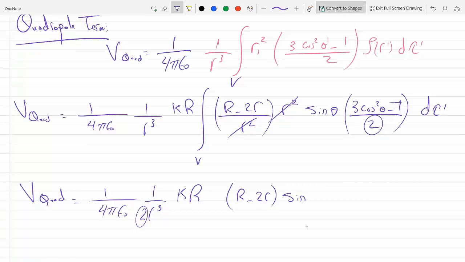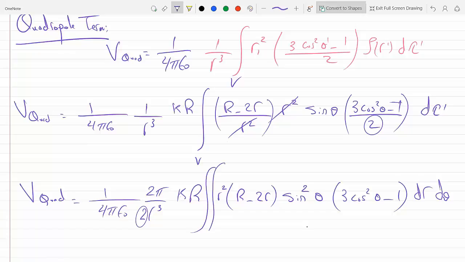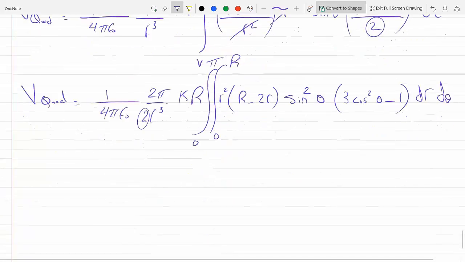And there's another sine from d tau prime. So this is sine squared. And there's an r squared. And then what else? We have 3 cosine squared theta minus 1 dr. There's a 2 pi from d phi. And then d theta. So now I turned it into a double integral. So this is 0 to r and 0 to pi. Well, the second one doesn't have an r, so these are independent integrals.